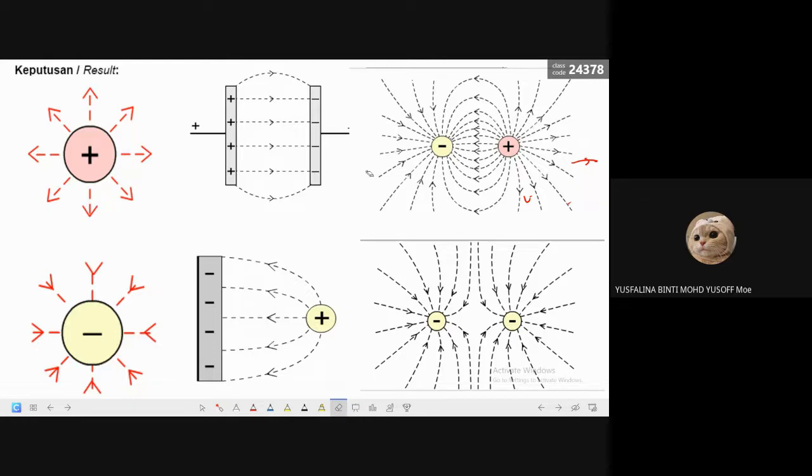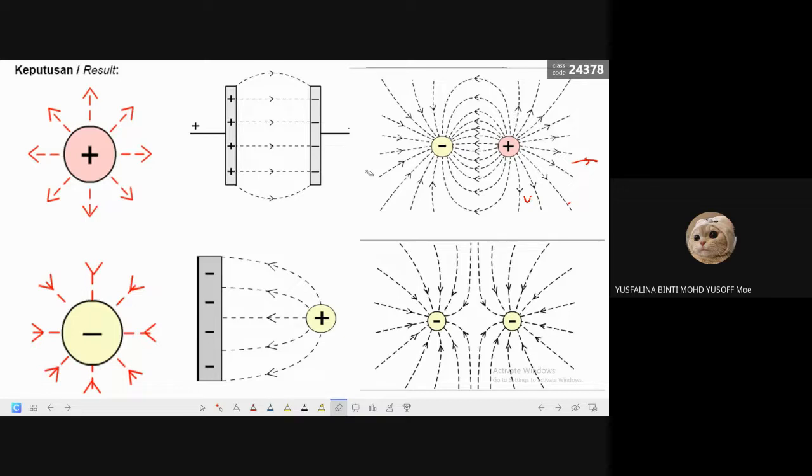So you need to know how to draw it, because sometimes they will ask you to draw, whether it comes out in paper 1 or paper 2. So actually it's very easy as long as you know two basic things. The first one, the positive, the direction goes out, while the negative, the direction goes in.